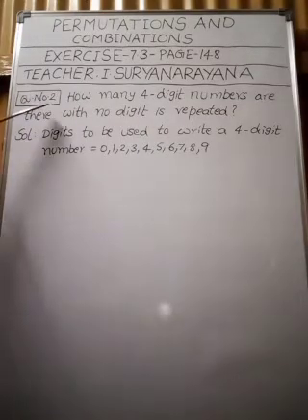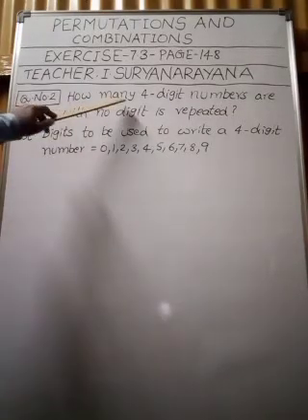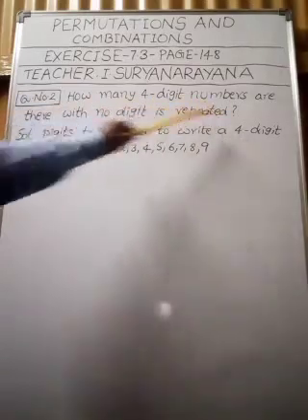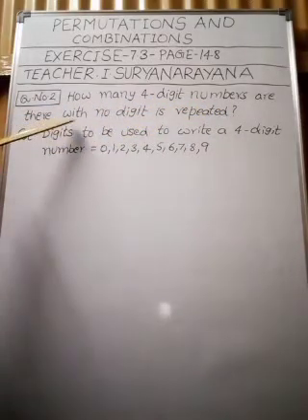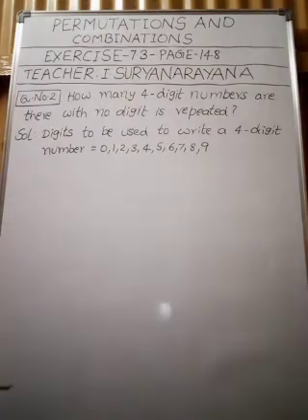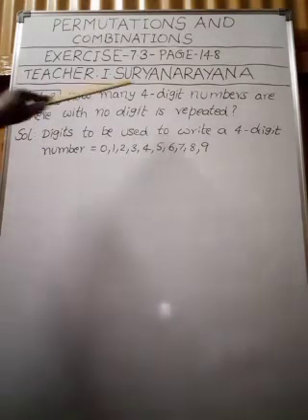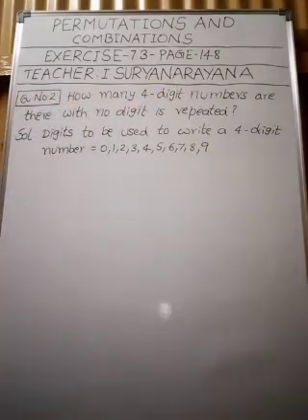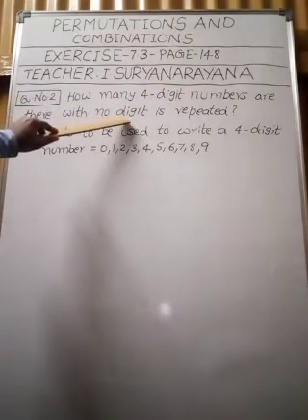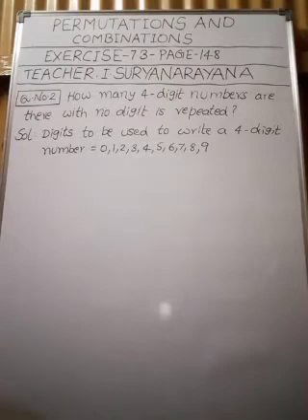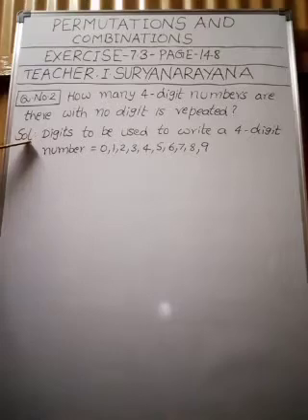Now come to the next question, question number 2. How many 4-digit numbers are there with no digit repeated? Understood this question, my dear children? We have to write the number of 4-digit numbers when the repetition of the digit is not allowed. Okay, my dear children? Understood this question? Right. Come to the solution.